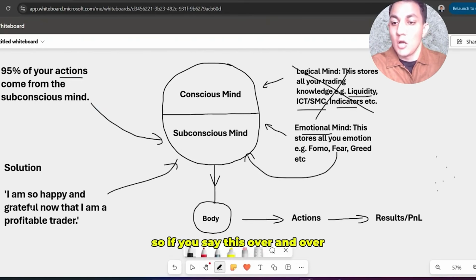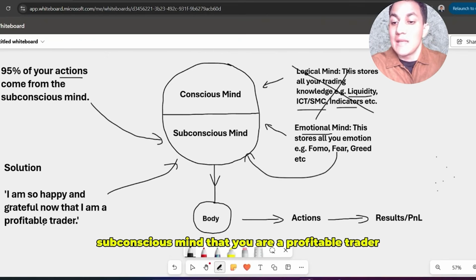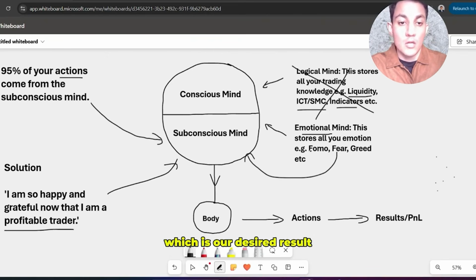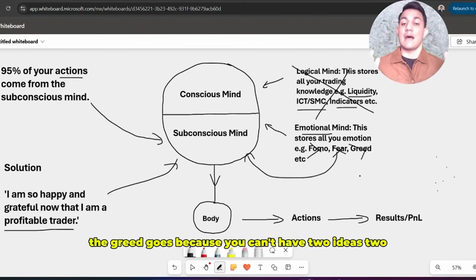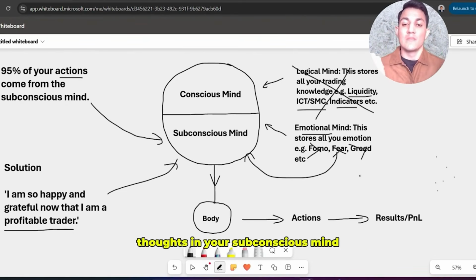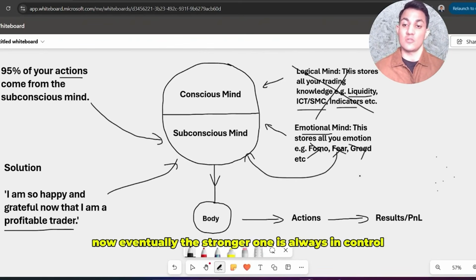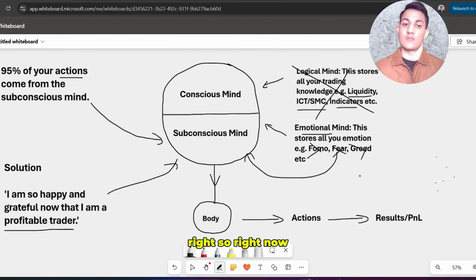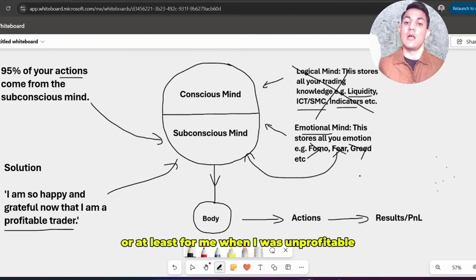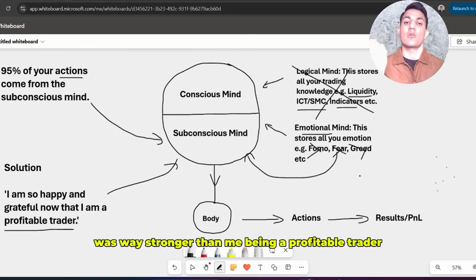If you say this over and over again, over time, it gets into your subconscious mind. And once it's in your subconscious mind that you are a profitable trader, which is our desired result, the FOMO goes, the fear goes, the greed goes, because you can't have two thoughts in your subconscious mind that contradict each other. If you're a profitable trader and you're afraid to lose, those two things don't make sense. Eventually, the stronger one is always in control. For me, when I was unprofitable, being afraid to lose was way stronger than being a profitable trader.